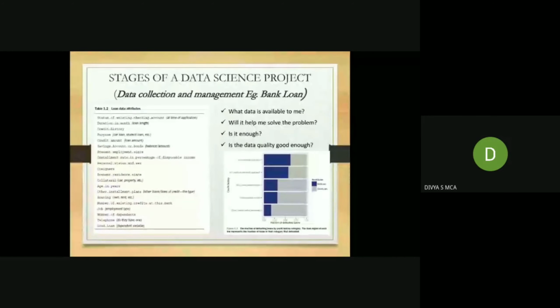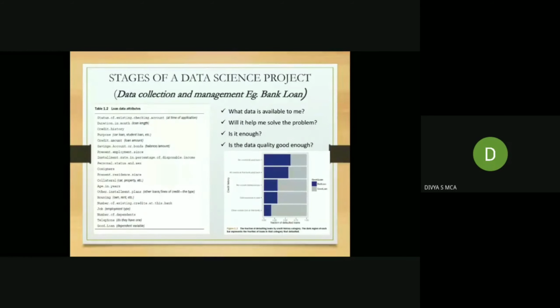So with this attribute, I can process the application. Is it enough, or otherwise do I need to collect some more information? Is the data quality good enough? Like that, they have to ask so many questions. Then they have to find out any attributes to be added or removed from the existing data.